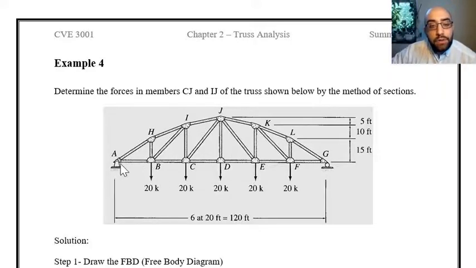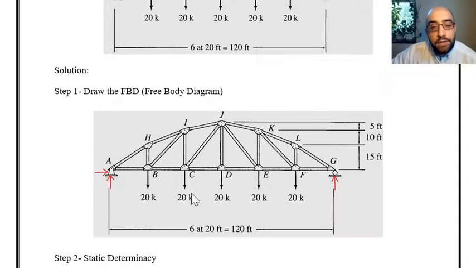I have a hinge support at point A and a roller support at joint G. So it means that we have two reactions at the place of the hinge support over here and one reaction at the place of the roller support, or at joint G. That's what I have over here. As you can see, two reactions at A and one reaction at G.